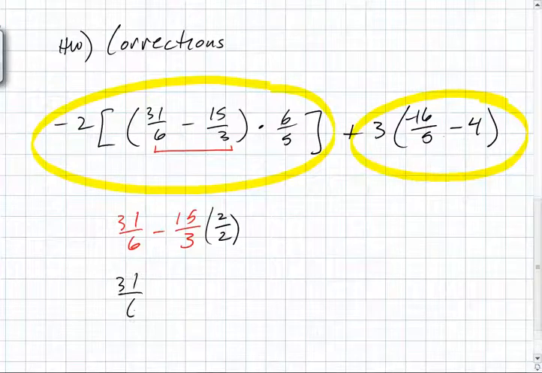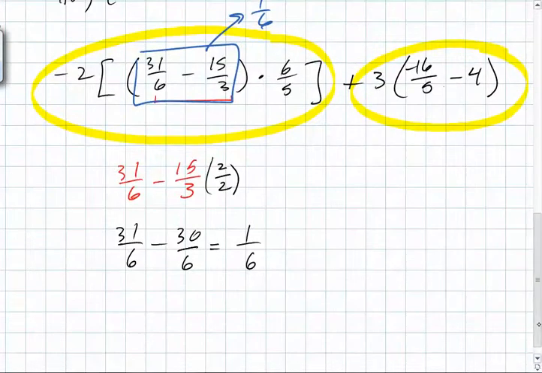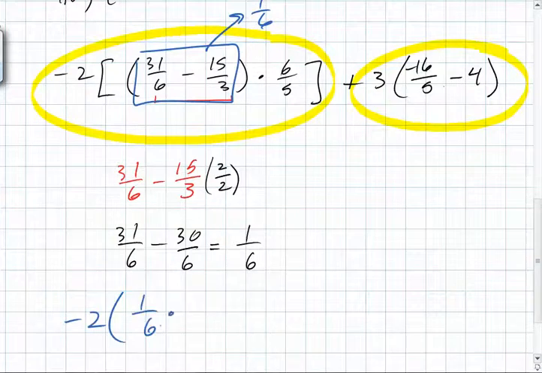31 over 6 minus 30 over 6. What does that become? What's 31 minus 30? 1/6. So this right here is what? 1/6. So then you end up with 1/6 times 6 over 5.